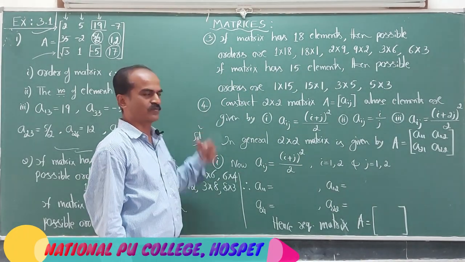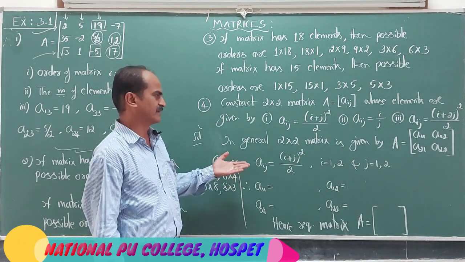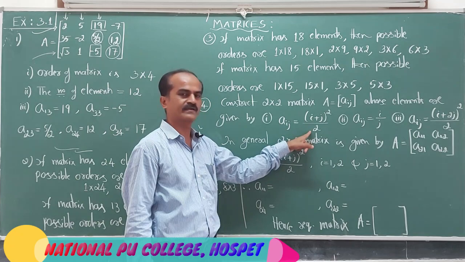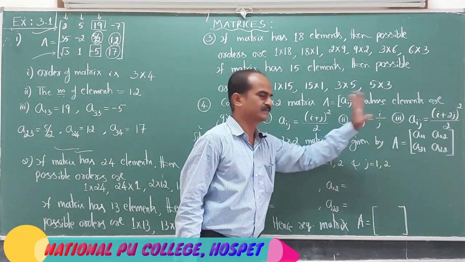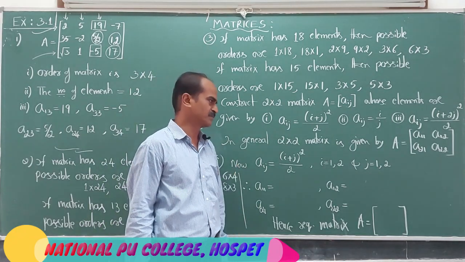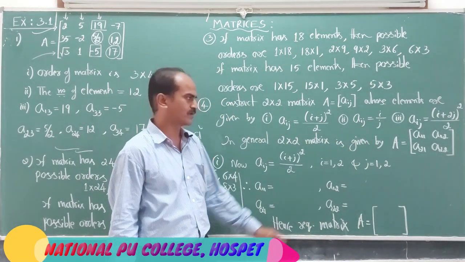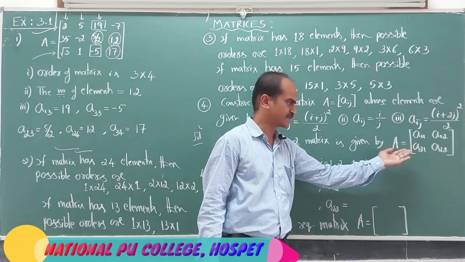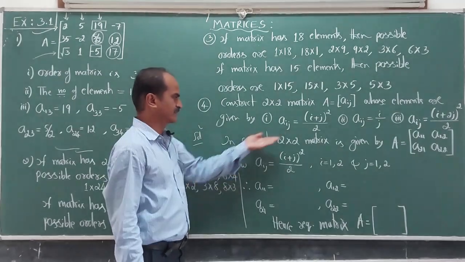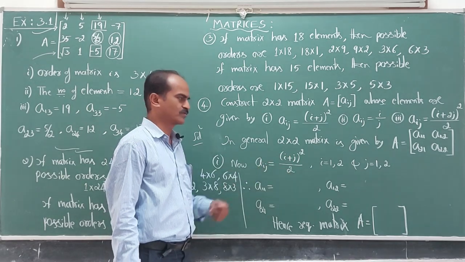In the next question, we are required to construct a matrix of order 2 by 2, whose elements are given by the rule A_ij is equal to (i plus j) whole square divided by 2. Second one, third one. In all these three examples, I need to construct a 2 by 2 matrix. For that, the procedure is, first you write a general 2 by 2 matrix that you know already: A11, A12, first row elements, second row elements, A21, A22. Now take the first example. They are given A_ij is equal to (i plus j) whole square divided by 2.